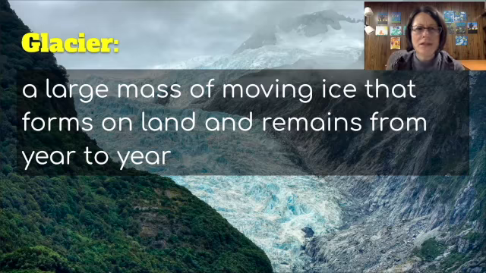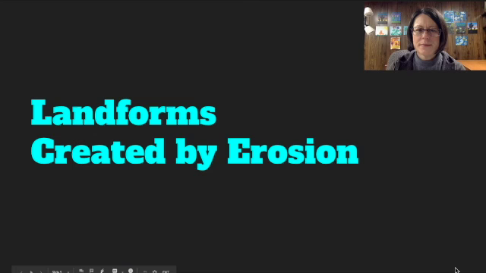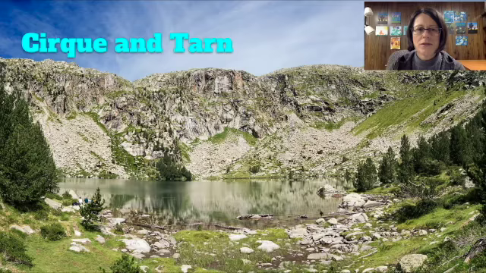So, a glacier is a large mass of moving ice that forms on land and remains from year to year. And you can see going down this mountain valley right here is a glacier. And it's deposited some materials there. We're going to talk about those materials. So, some landforms that can be created by erosion from glaciers.